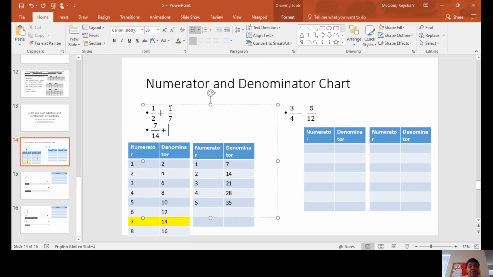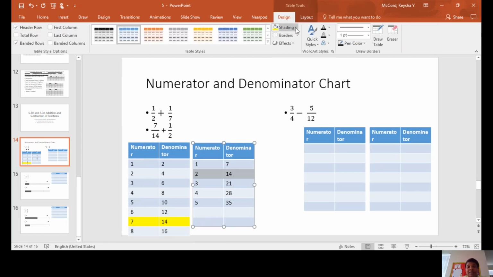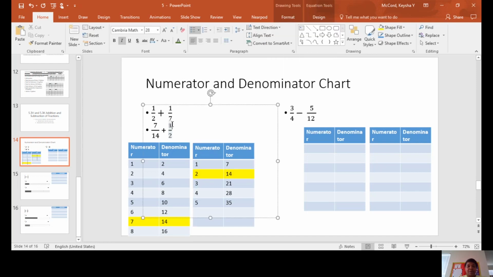Plus, remember, both have to be the same. So I found the fraction 2/14. I'm going to shade it yellow. And instead of 1/7, my fraction is now going to be 2/14. Can I add these fractions? Yes, because my denominators are now the same.